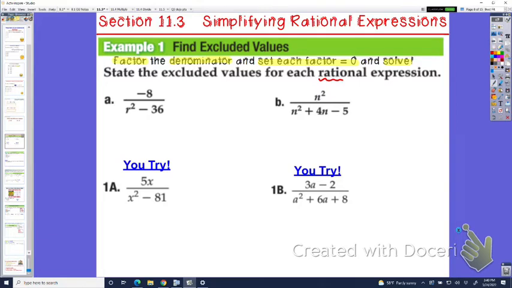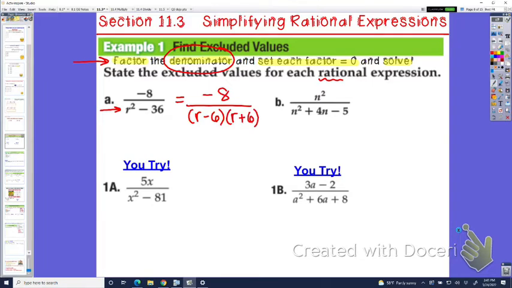But in order to get the excluded values, you have to factor the denominator and set each factor to 0 and solve. So the denominator is the bottom part of the fraction. We could care less really what the numerator is on these types of questions. So right now we're going to focus on the bottom of this first example A and factor it. So this is negative 8 R squared minus 36, a difference of squares from the last chapter, which factors into R minus 6 and R plus 6.